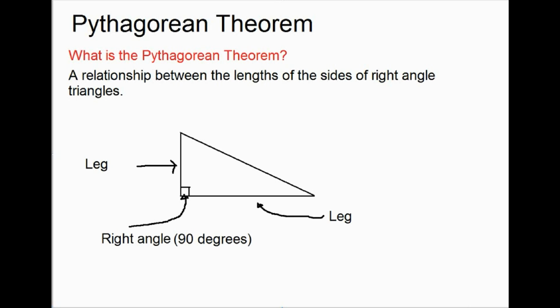Then our third side, which is directly across from the right angle, so not touching the right angle, but the right angle kind of opens up towards that side, is called our hypotenuse. Regardless of what the right-angle triangle looks like, the hypotenuse is always the longest side. The side directly across from the 90-degree angle is always the longest side of the right-angle triangle.